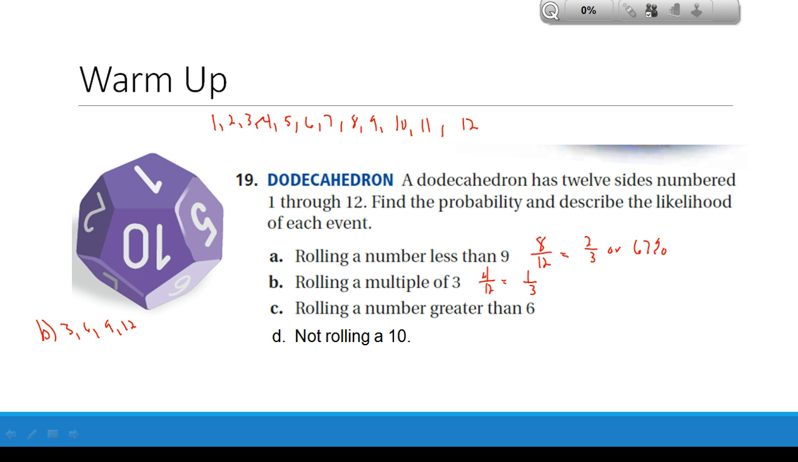A number greater than 6, so numbers greater than 6 would be 7, 8, 9, 10, 11, and 12. And that is 1, 2, 3, 4, 5, 6 of them. 1, 2, 3, 4, 5, 6, yep. So that's 6 out of 12, or a half. And not rolling a 10, there would be 11 numbers that aren't 10, so that would be an 11 out of 12. Okay, good job.